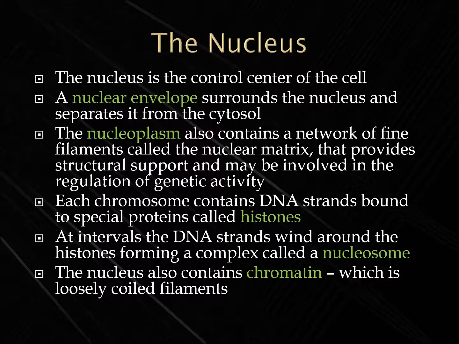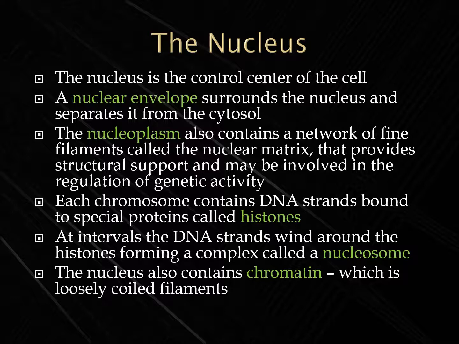The nucleus is the control center of the cell. A nuclear envelope surrounds the nucleus and separates it from the cytosol. The nucleoplasm also contains a network of fine filaments called the nuclear matrix that provides structural support and may be involved in the regulation of genetic activity.